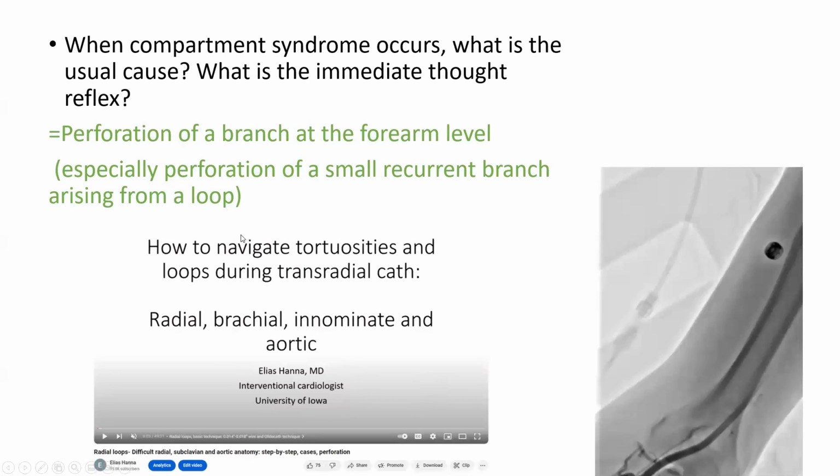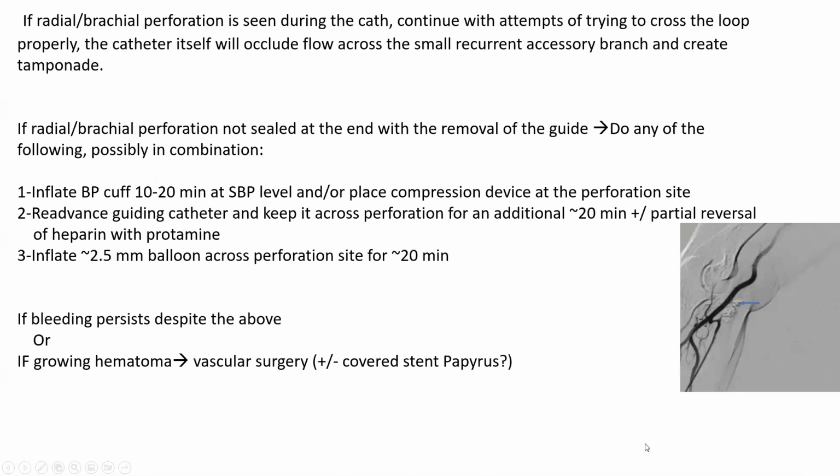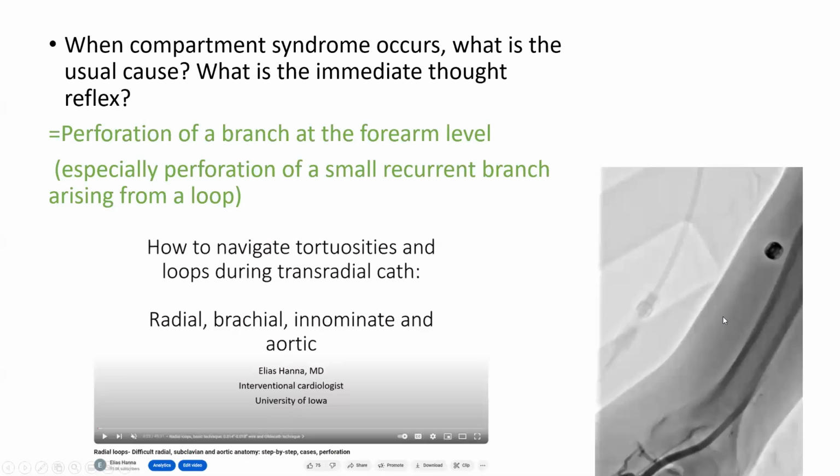And I explained that in a prior talk about radial tortuosity that I suggest you review, radial loops and tortuosity. Radial-related compartment syndrome is usually due to perforation of a branch at the forearm level. You have a loop at the forearm level, and usually when you have a radial loop, you have a small artery that arises from the belly of the loop and that goes all the way up. And frequently, when you have a loop, your wire tends to go into that straight artery and perforate it.